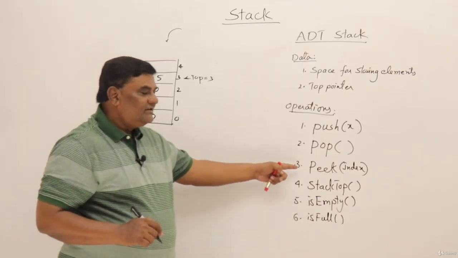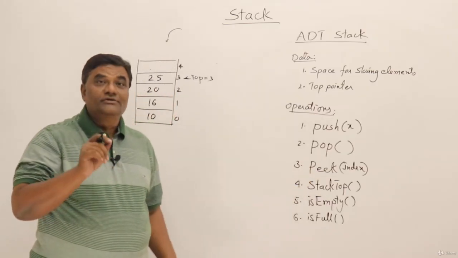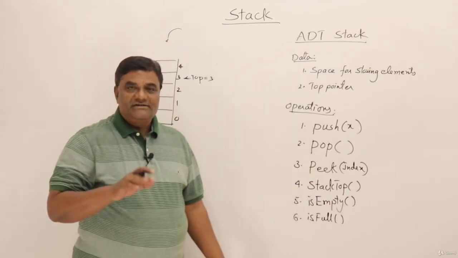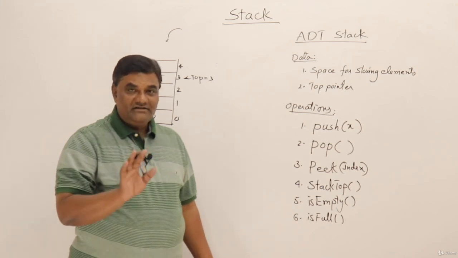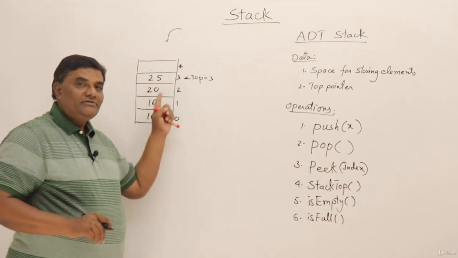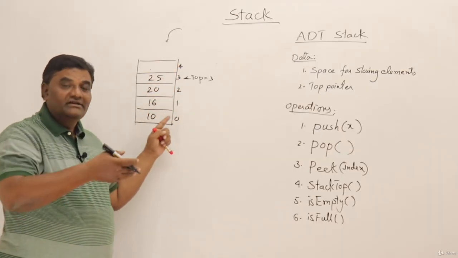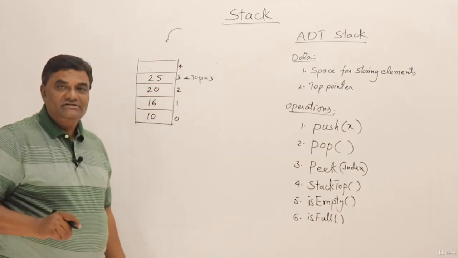So peek means looking at a value at a given position. It's not deleting, just knowing what is there. Suppose I want to know what is there at the third place. I got 16. Yes, I want to delete 16. So take out 3 values. So you get 25, then 20, then 16. Then you can take out 16.